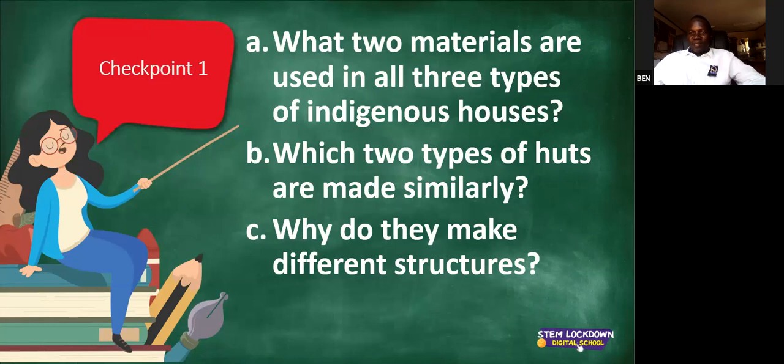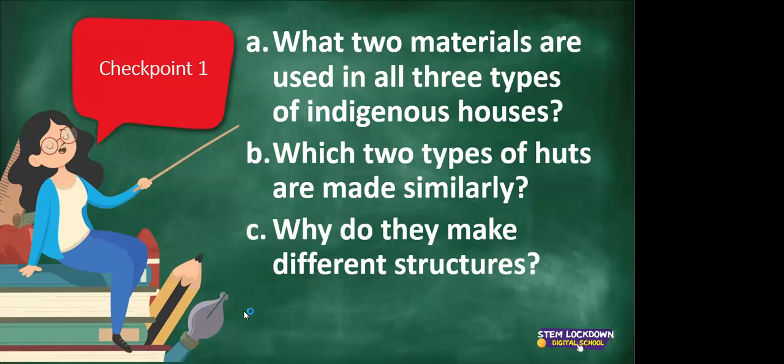Now I'm going to ask you three questions to see if you understood very well. What two materials are used in the three types of indigenous houses? I want to know what two materials. There are two materials which are used, two, they are all used by all of them. Grass, okay.